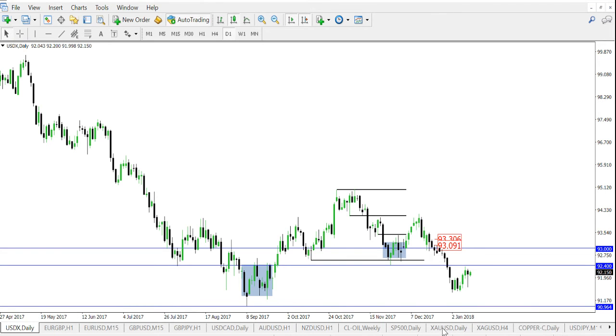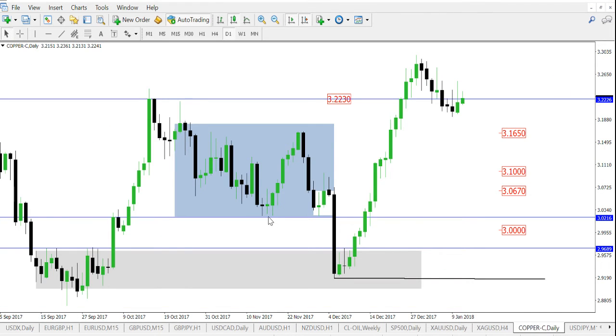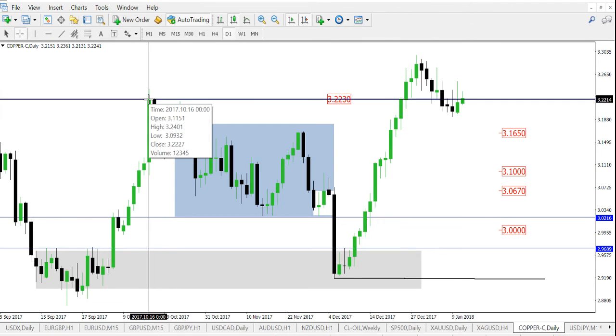And again, the other one I wanted to discuss quick, because I look at this pair all the time, is copper. I made a call on copper months ago, back in actually up here. And I discussed this on Tuesday. I'm not going to go into this too much. You can always watch Tuesday's video.